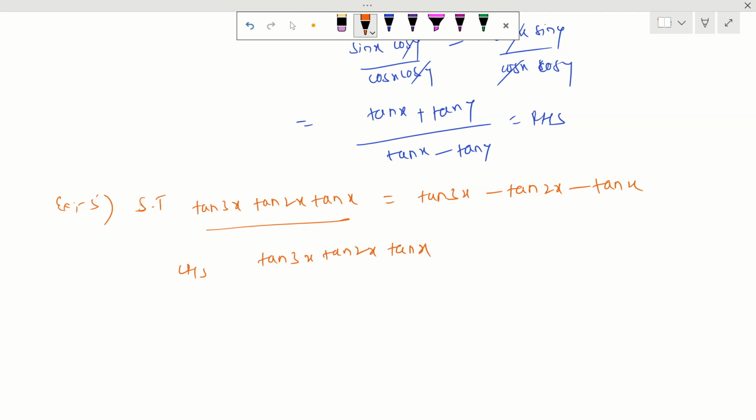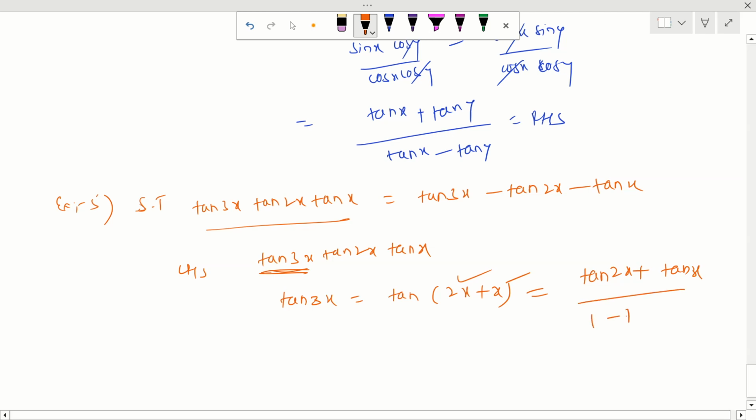Among this, tan 3x I am writing separately. Tan 3x can be written as tan of 2x plus x. This is the formula of tan of x plus y. The formula is tan x plus tan y divided by 1 minus tan x tan y, where here x is 2x and y is x.